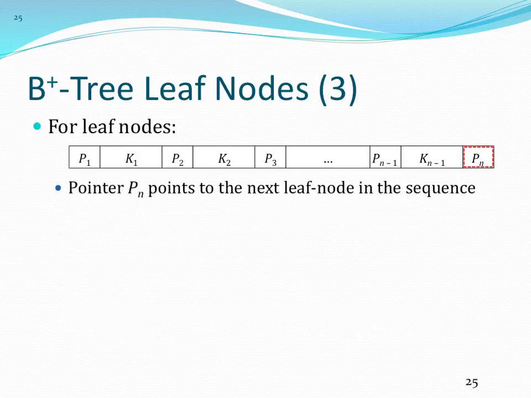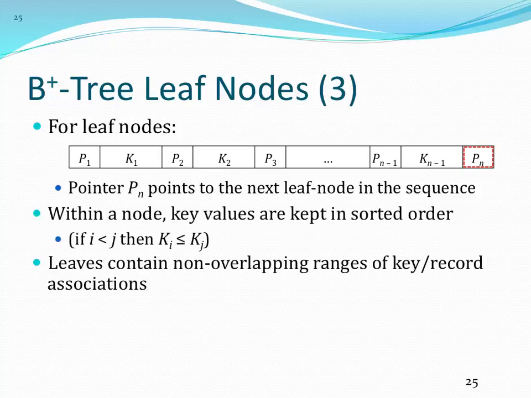Okay, leaf node. So Pn points to the next leaf in the sequence. So Pn will point to a leaf node whose K1 is greater than or equal to this node's Kn-1. So that we have all the records in sequential order.